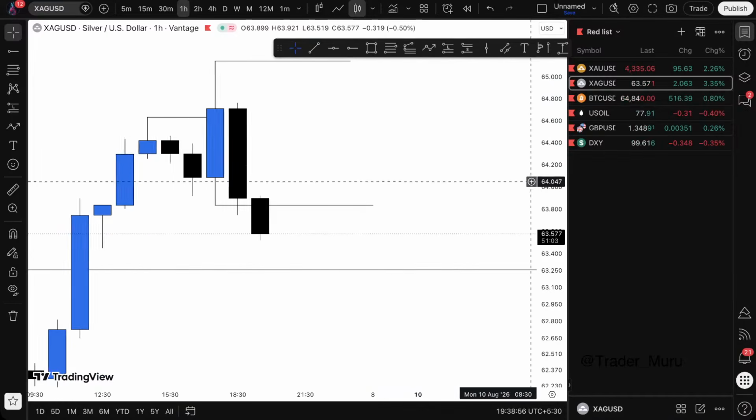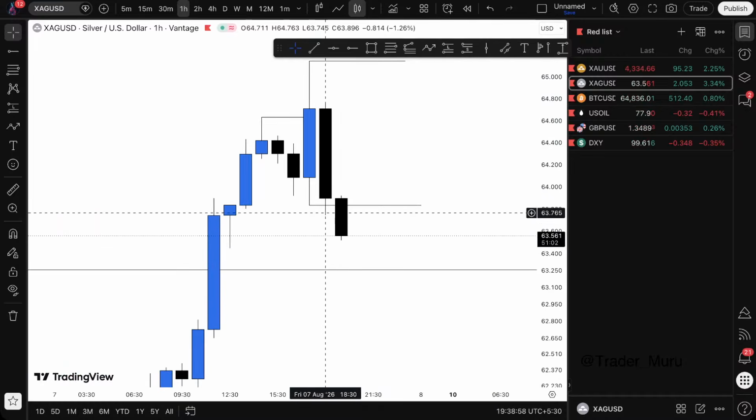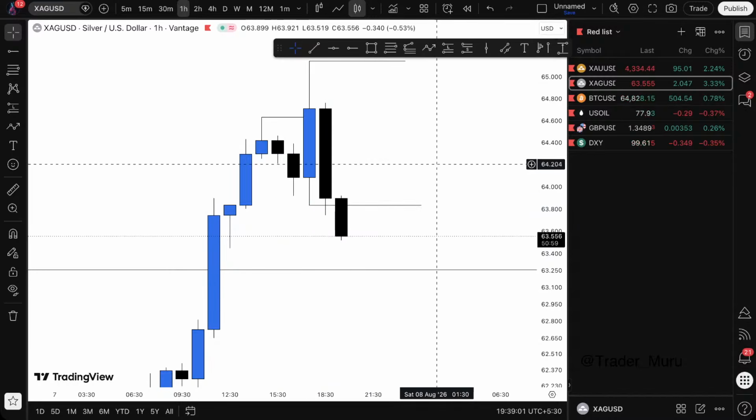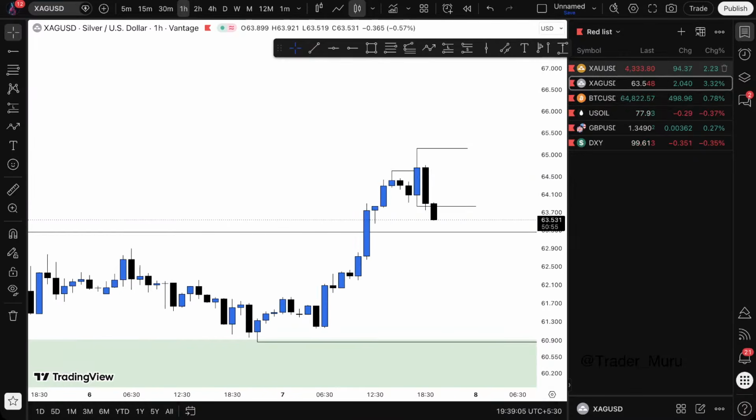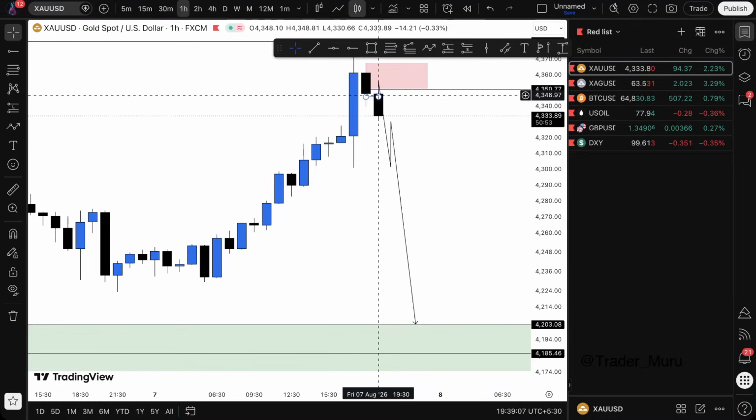Silver will be bearish after this 2 candle closing below this low. Gold will do something like that too.